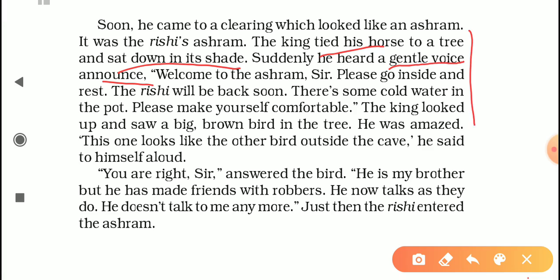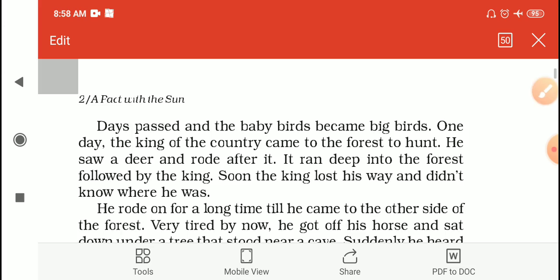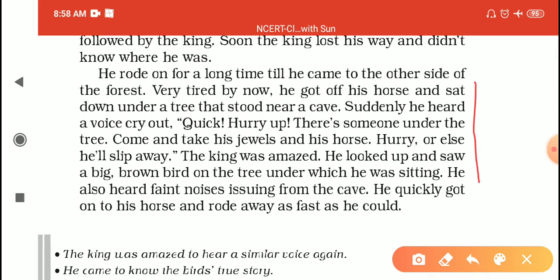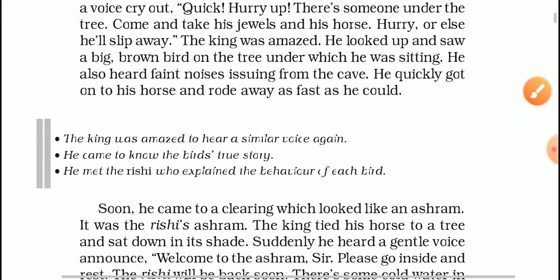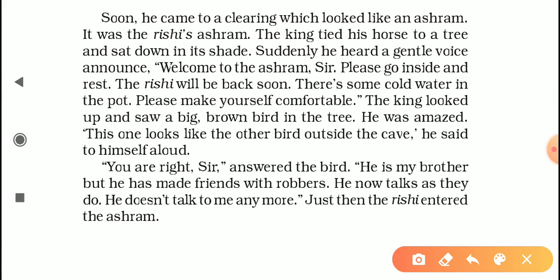See here, this paragraph and this paragraph, these are almost the same in some ways, isn't it? There also the king was tired, and he tied his horse and sat down under a shady tree. But what is different in that case is that he had heard a very shrill voice which asked his friends to come and attack the king. But in this case, the voice is completely different, completely opposite.